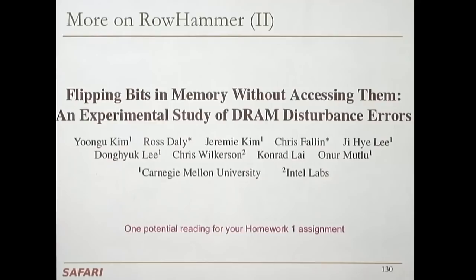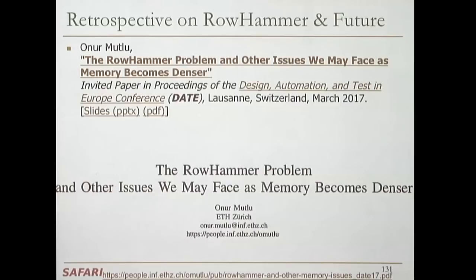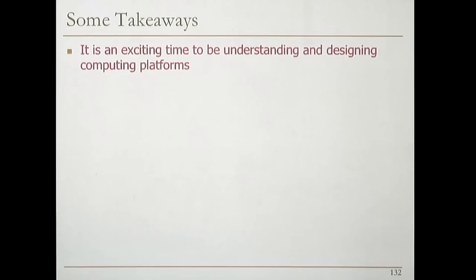Okay, so more on Rowhammer, if you can take a look at these references, but this is one potential reading for your homework one assignment. I haven't decided yet how many readings I should assign, but we'll see. And actually, this is something that I will probably assign at some point. Basically, it's more of a retrospective and future-looking, very short paper, 6 pages, that talks about some of the other issues that we may face as memory becomes denser and higher capacity and more problematic.